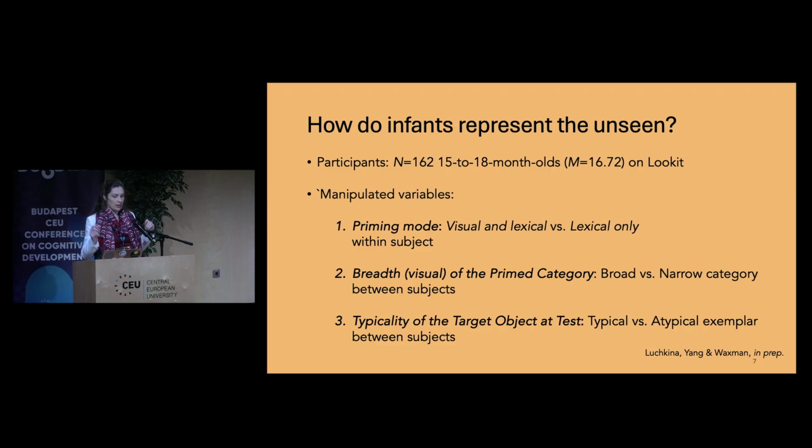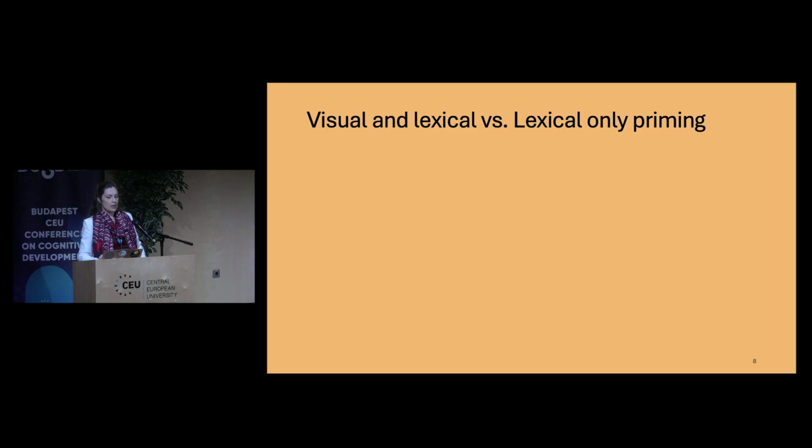So now you notice that I switched from saying semantic neighborhood to saying category, mostly because we tested somewhat younger infants. So with 15-month-olds, we are not sure they represent superordinate categories. With infants in this study, we have more evidence that they do have representation of superordinate categories. I feel a bit more comfortable saying it at the level of categorization. All right, so here's what I mean by visual and lexical versus lexical only priming. So here's one condition.